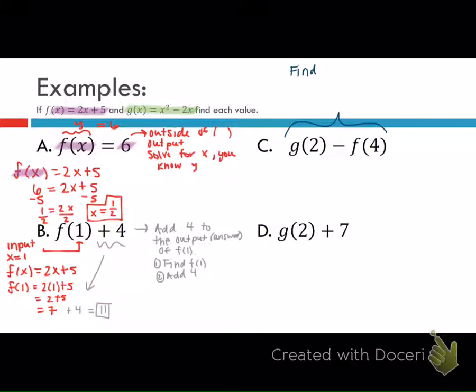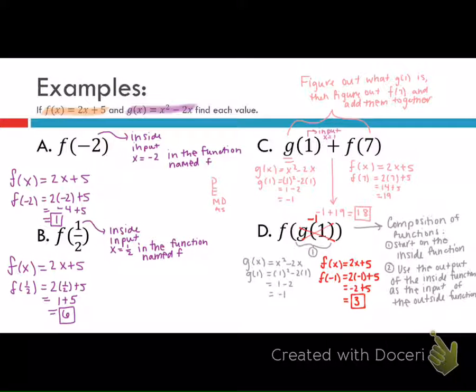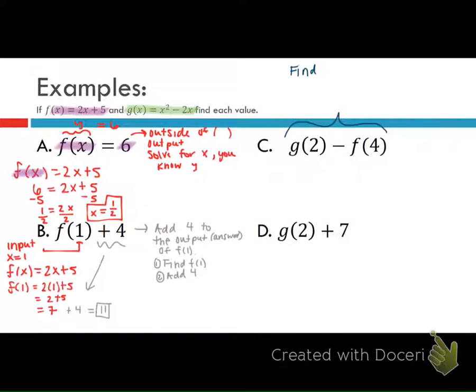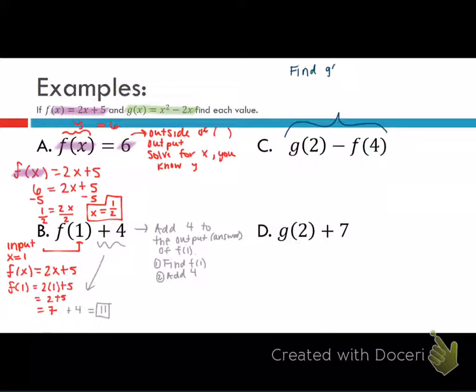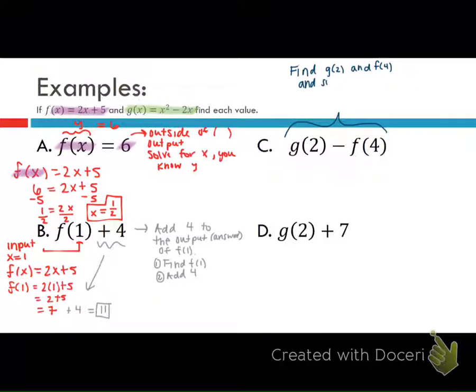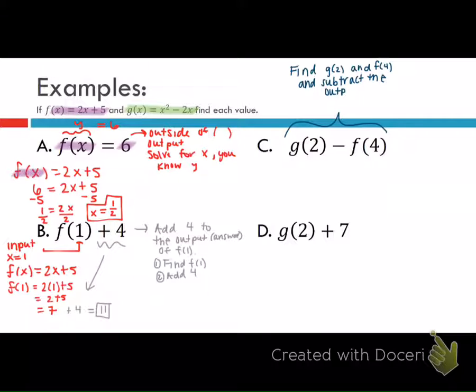This is why I write all this stuff off to the side, guys. This isn't for me. If you look on the previous slide, I don't see a lot of you having all this random writing I have on there. I know how to do this, okay? You guys should write it down so you have something to follow when you go to use your notes. I don't do that for me. I do it for you. So find g of 2 and f of 4 and subtract the outputs. If you do not know what you're doing, you should especially be the one to write this down.